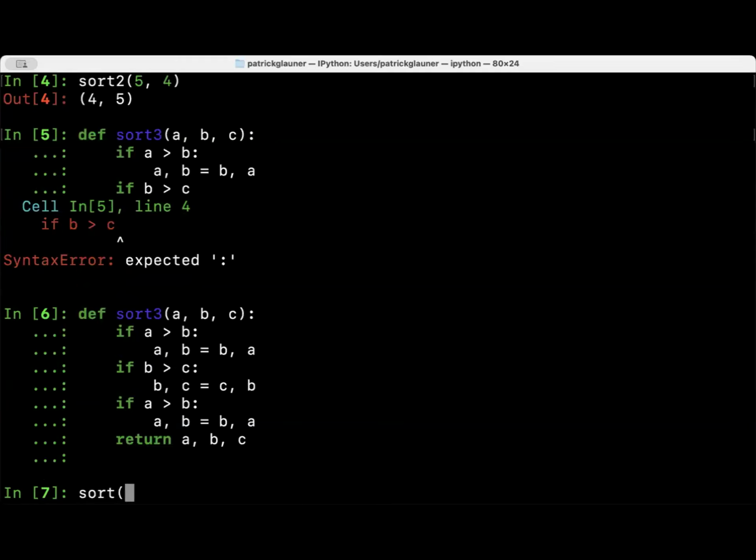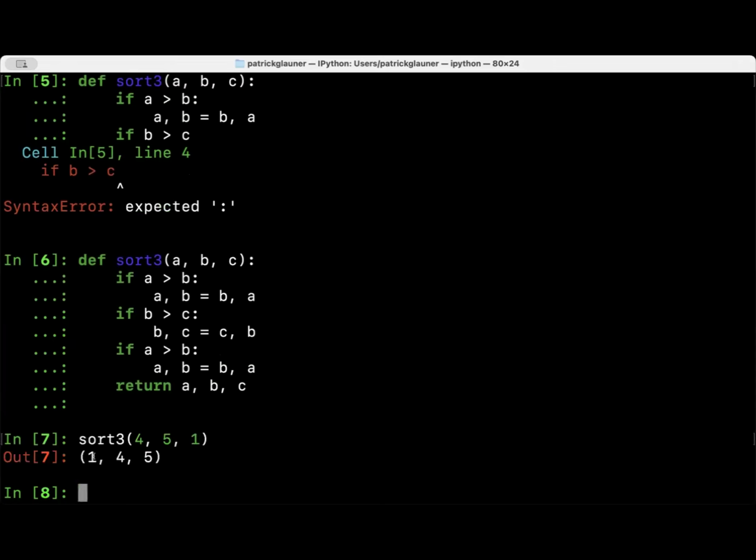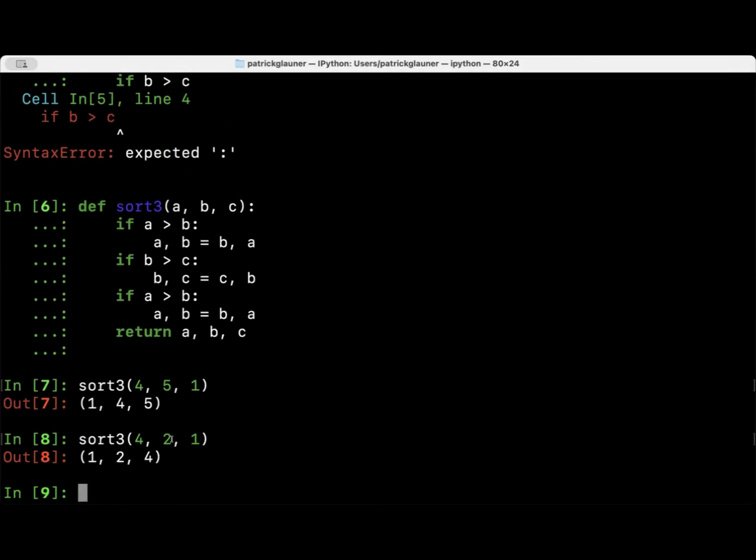So we can test this, sort three, 5, 2, so 4, 5, 1, and this would be sorted 1, 4, 5. We can put in a 2 here, for example, as well. Then it's 1, 2, 4, and so forth. Are you still okay with this logic here? So thumbs up or thumbs down if this logic makes sense to you.